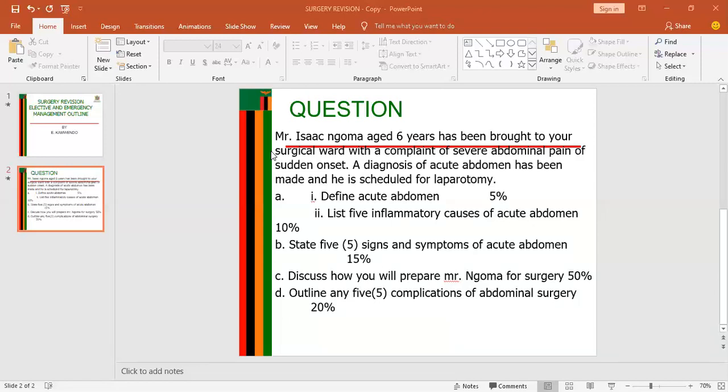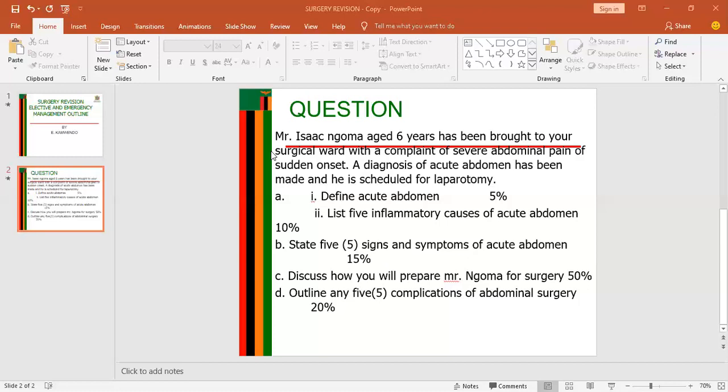Then question C, as usual, said, discuss how you prepare Mr. Ngoma for surgery, and this is 50 marks. So on this one, you'll start with your heading with a small introduction to say, I'll prepare Mr. Ngoma for emergency surgery because his condition is immediately life threatening.